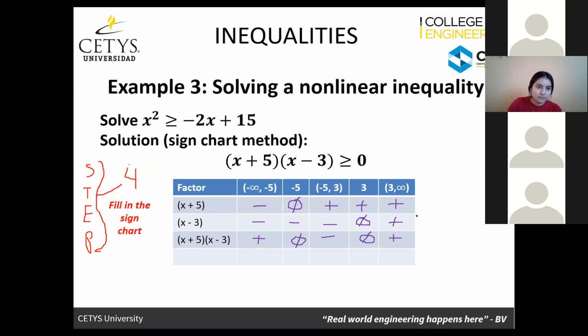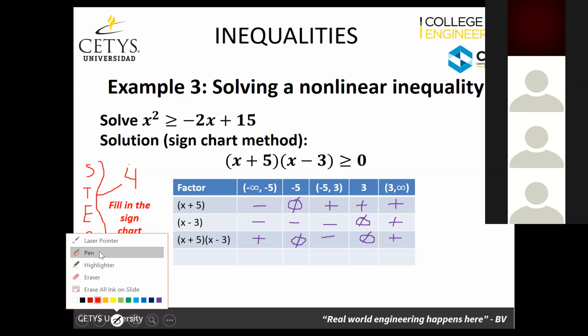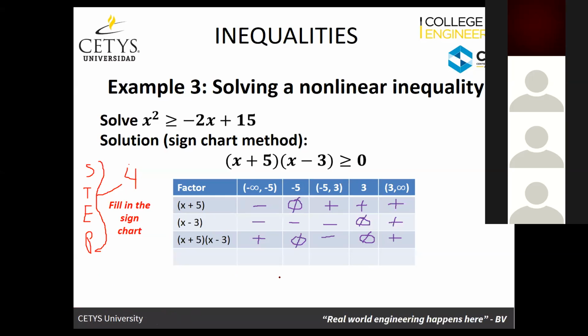Thank you very much. Now, what we just did, which is filling up the sign chart, this would be step number 5. Okay, so this here is step 5, which is filling up the chart. Okay, questions about filling up the chart before we move on?